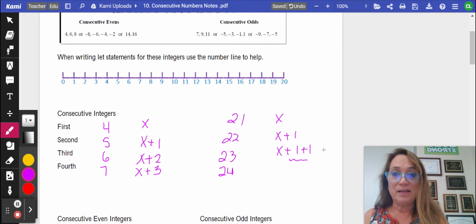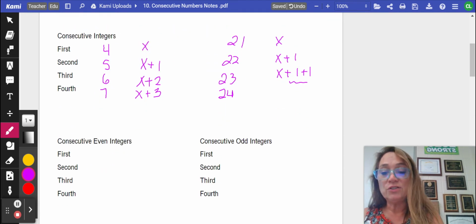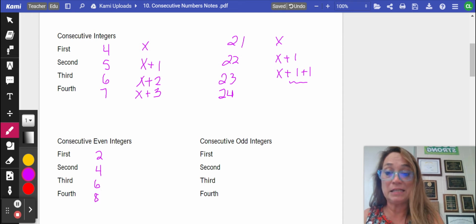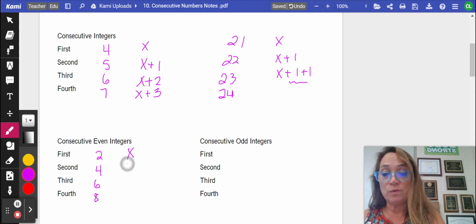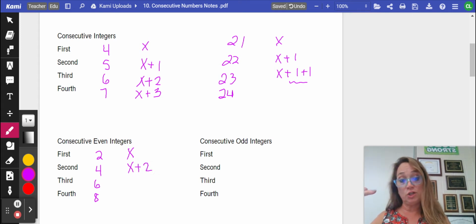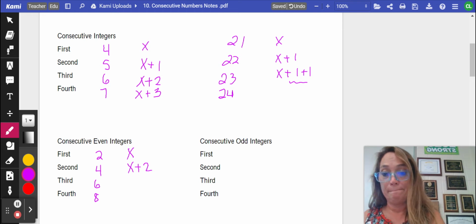For consecutive even and consecutive odd, I can do the same idea. Let's start with an even number, 2. The next number would be 4. The next number would be 6. And then the next number would be 8. So I'm going to start by calling this x. And now think, how much do you add to 2 to get to 4? 2 plus 2 is 4. So this is going to be x plus 2. How much do I add to 2 to get to 6? How much do I add to 2 to get to 8?